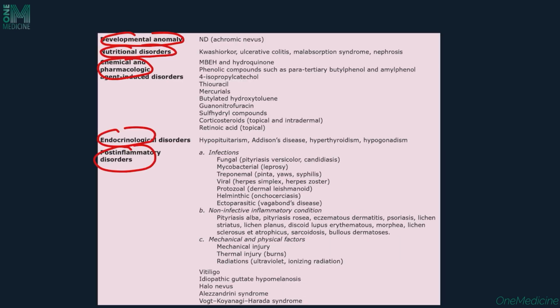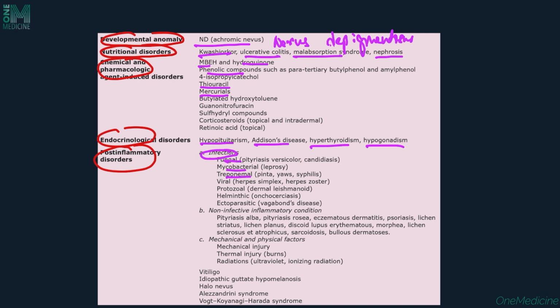The developmental anomalies are nevus depigmentosus, which is also called achromic nevus. Then we have nutritional disorders like kwashiorkor, ulcerative colitis, malabsorption, nephrosis. Chemicals like monobenzyl ether of hydroquinone, phenolic compounds, thiouracils, mercurials can cause hypopigmentation. Endocrinological disorders like hypopituitarism, Addison's disease, hyperthyroidism, and hypogonadism. Inflammatory disorders like infections: fungal, bacterial, treponemal, viral, protozoal. Non-infective like pityriasis alba, rosea, eczematous dermatitis, psoriasis, lichen striatus, lichen planus, DLE, morphea, lichen sclerosus et atrophicus. Mechanical disorders like mechanical injury, thermal injury, radiations.